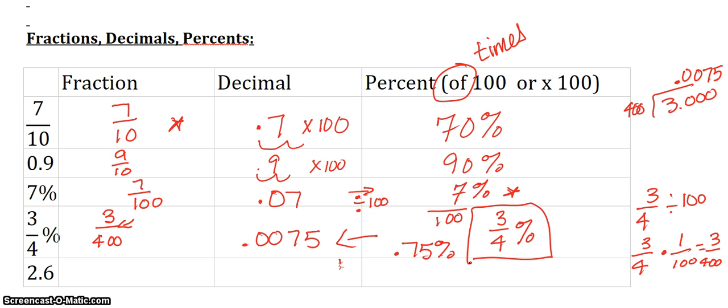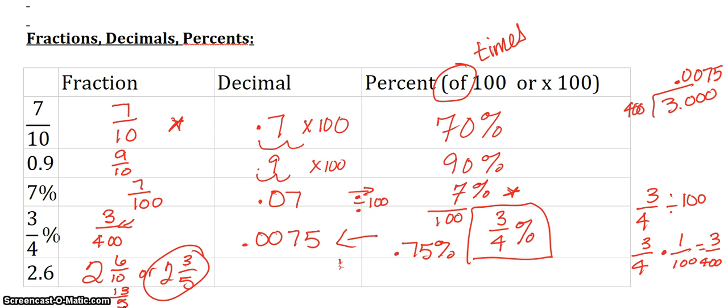2.6, or 2 6/10? Well, let's not write a fraction. Let's write a mixed number. 2 6/10, or 2 3/5. Remember, you have to reduce. Now, if you want to turn it into an improper fraction, it's 13/5.